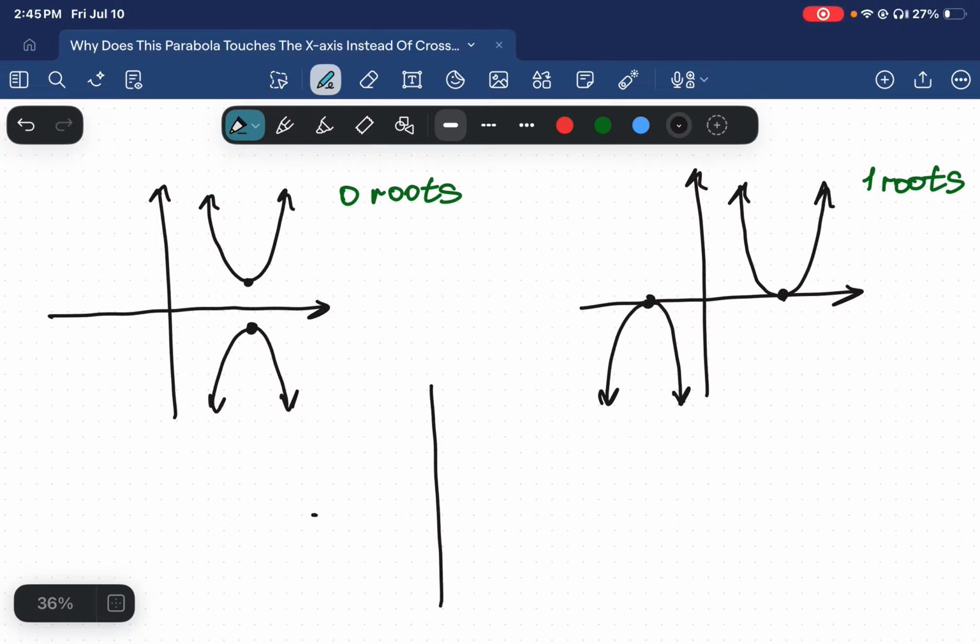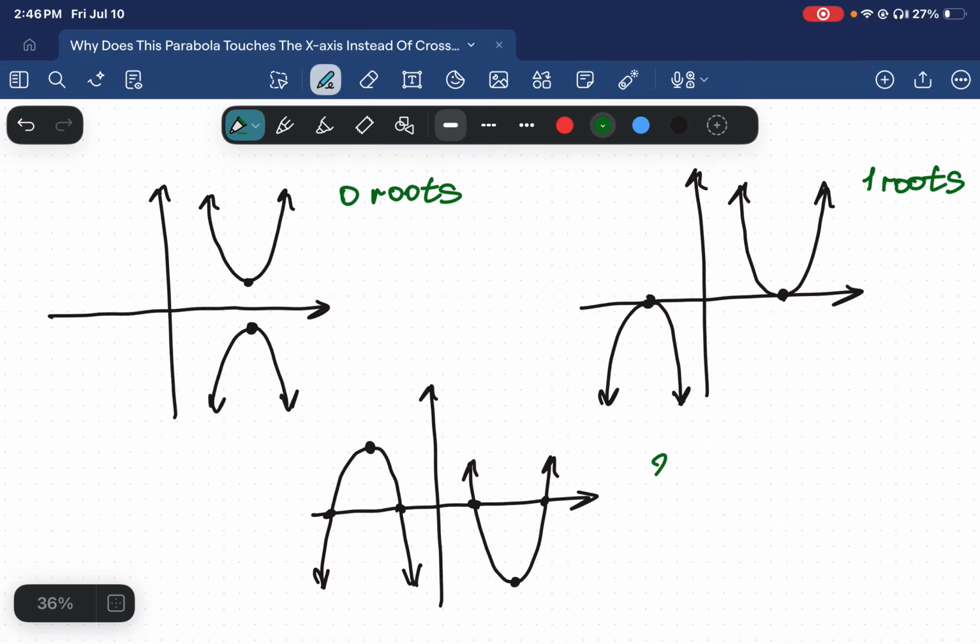And the third case is when the vertex of the upward opening parabola is below the x-axis, like this, or the vertex of the downward opening parabola is above the x-axis. In this case, these parabolas will cross the x-axis at exactly 2 points, and we will have 2 roots, or 2 x-intercepts.